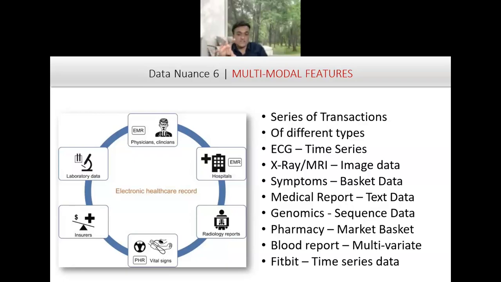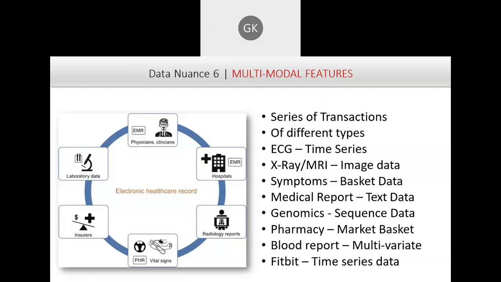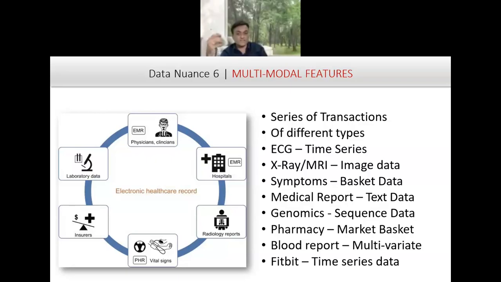So now you can see in this particular example, most of the data nuances we have seen so far are included in a single dataset. That is how complex data can be. ECG, electrocardiogram, is time series data. X-ray images or MRI images are image data. Symptoms are maybe a kind of basket data. A medical report is textual data. Genomics data are sequence data. Pharmacy data are basket data because it's a combination. A blood report may be multivariate data. A Fitbit's data is again time series data.